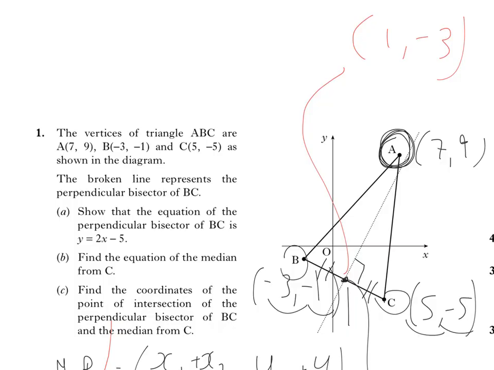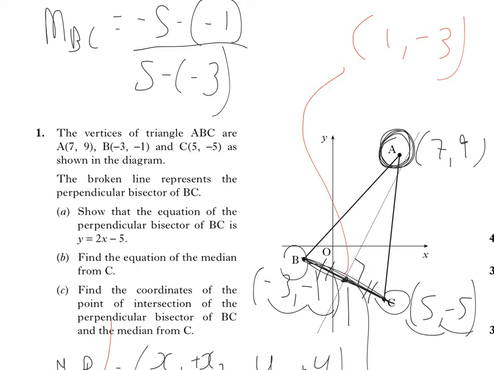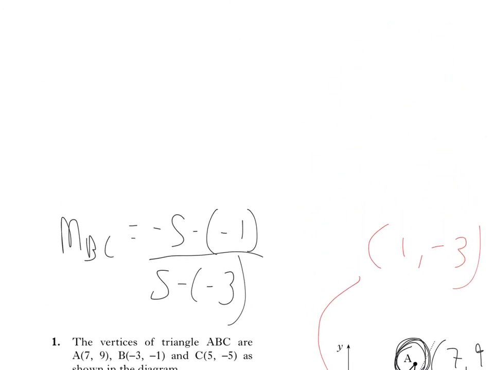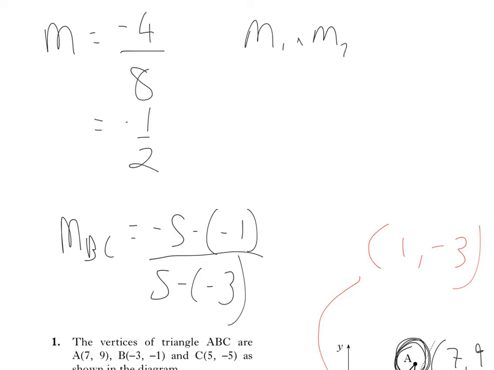I'm now going to find the gradient of the dotted line, the perpendicular bisector, by first of all finding the gradient of BC, and then m1 times m2 equals -1. So for the gradient of BC, it's going to be (-5 minus -1) over (5 minus -3). -5 minus -1 is -5 plus 1, that's -4. 5 minus -3 is 8. Simplify that down to -1/2. It's then m1 times m2 equals -1. So flip and invert, -1/2 becomes a positive 2 over 1, and that's 2.